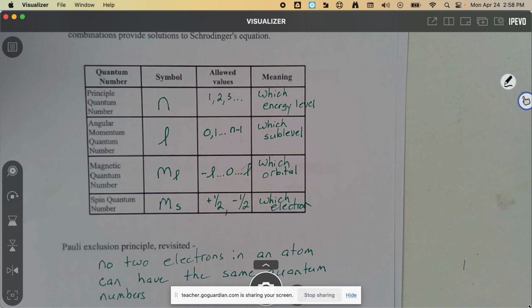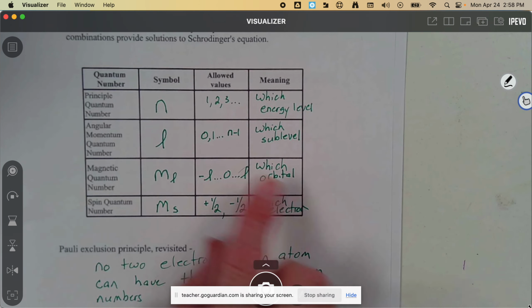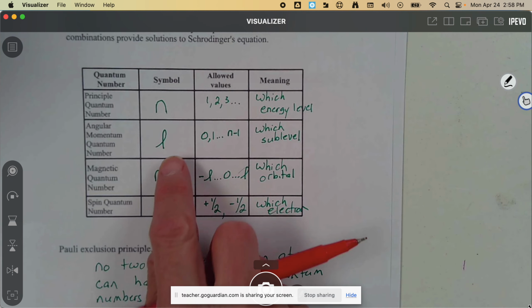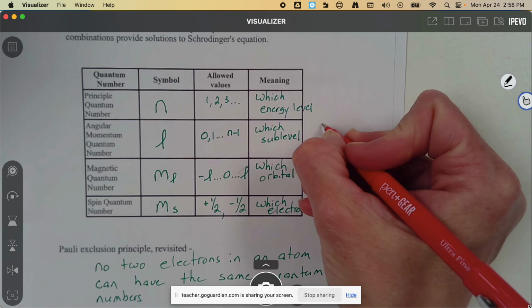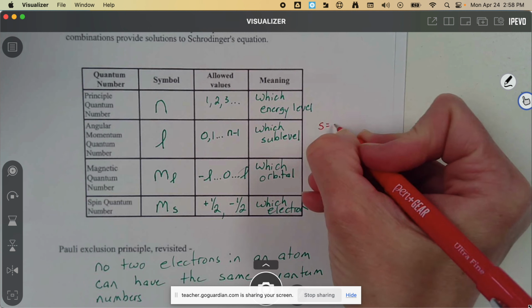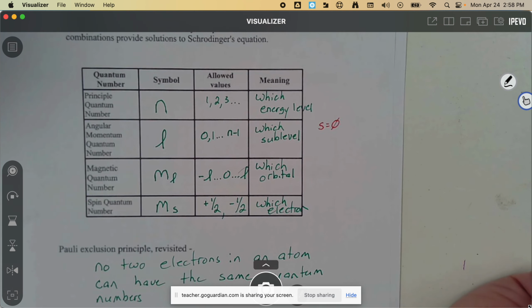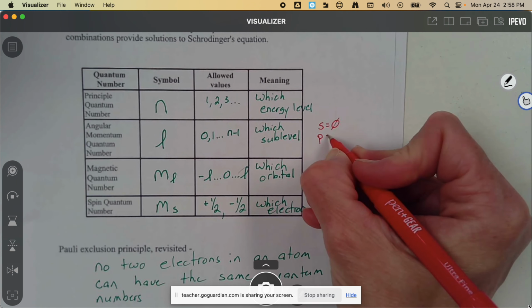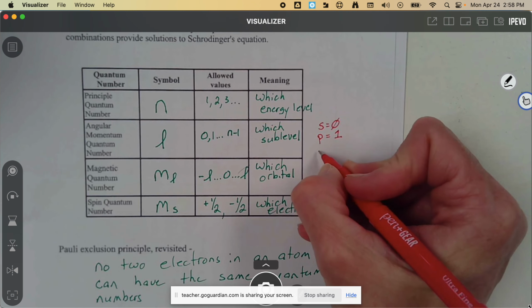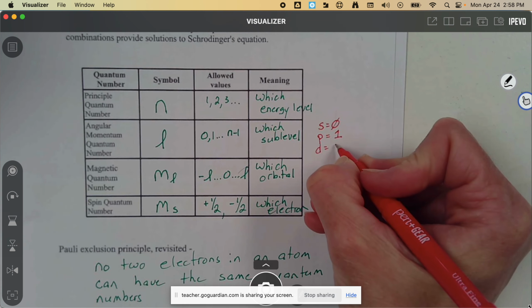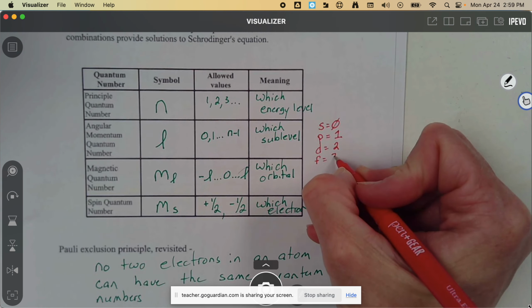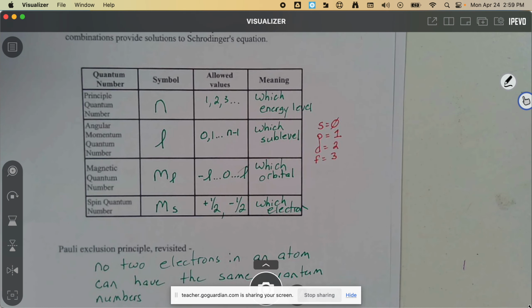Here's a better, easier way to think of it. N tells you which energy level. That one nobody ever has problems with. L tells you which sublevel. Here's the code. The S sublevel has an L value of 0. The P has an L value of 1. D has an L value of 2. F has an L value of 3.